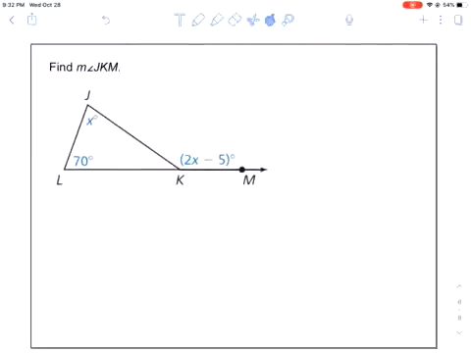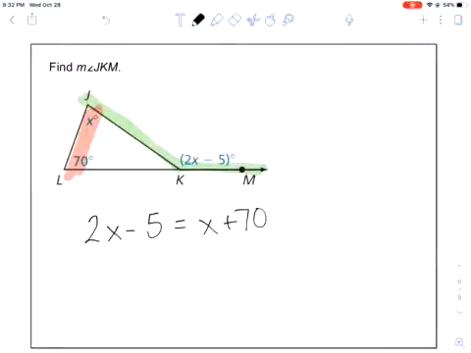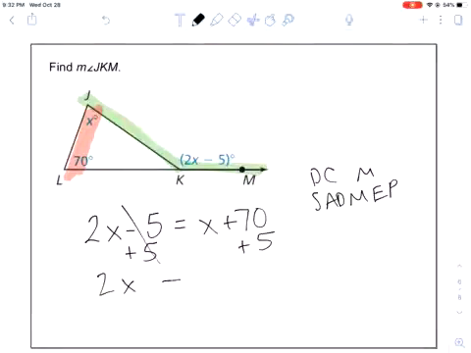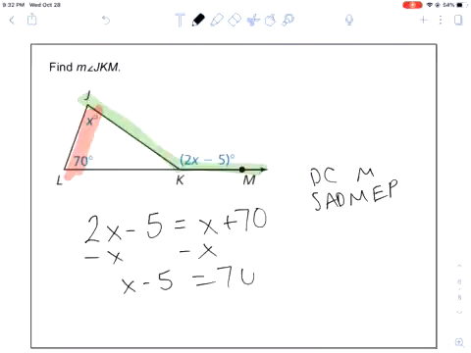What you need to decide is, do we have an interior or an exterior angle? Here we have an exterior angle because we're finding angle JKM. Well, the exterior angle theorem says our exterior angle, 2x minus 5, is equal to the sum of the opposites, so x plus 70. Now this is an algebra problem. Use DCM SADMEP to solve. Sorry, I forgot to move first. Wow, I broke my own rule. Subtract x from both sides. x minus 5 equals 70. Add 5, and x is 75.